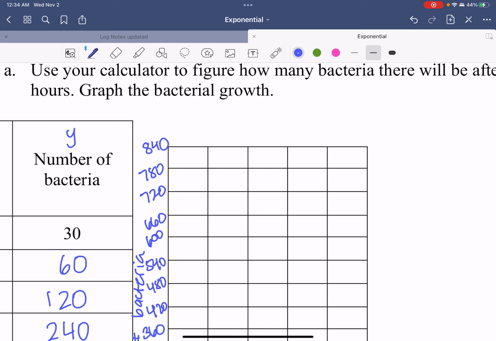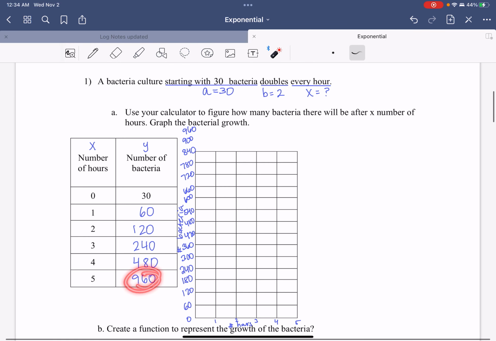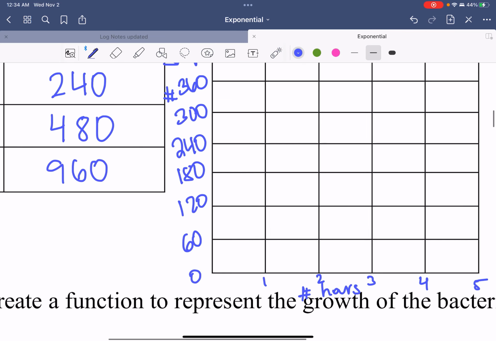So another 60 would be 900, and then another 60 would be 960. And so that's the maximum we needed. So we're a little off the grid, but that's okay. All right, so at 0 hours, we have 30 bacteria. So that's half of 60, so that'll be right there.